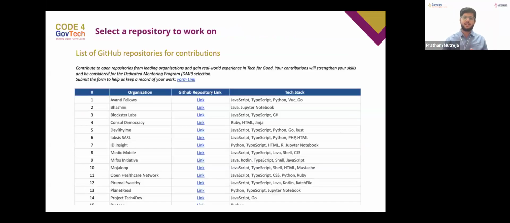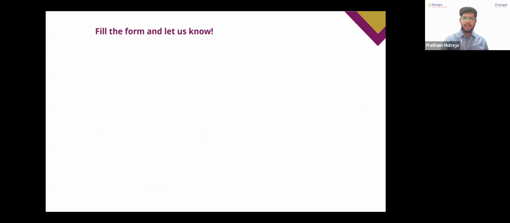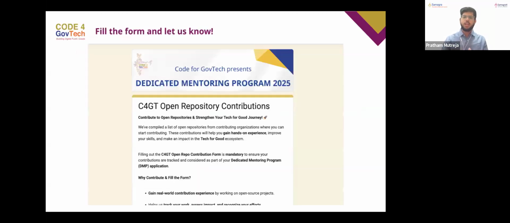Then the next thing is that this list will be available. It is also available on the C4GT website. This is a list of GitHub repositories, and then you can, according to the tech stack or according to your interest, open the repository of that organization, find a suitable issue, contribute to it, and then after having contributed to it, you can fill up this form and let us know that you have contributed to the entire thing.